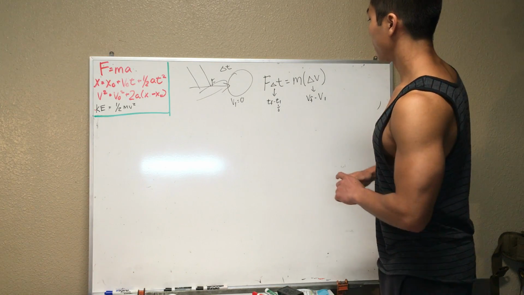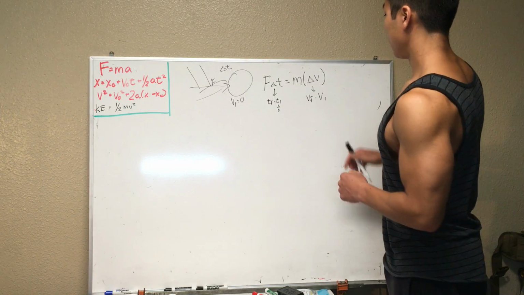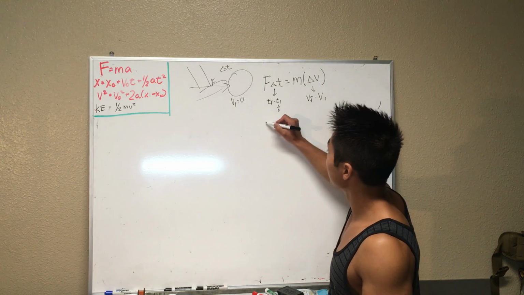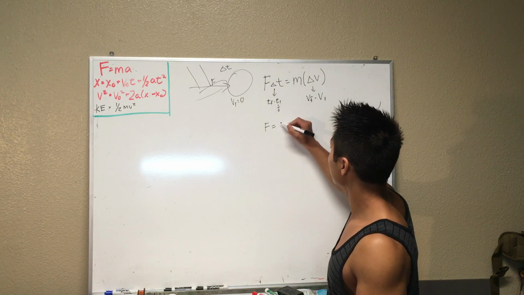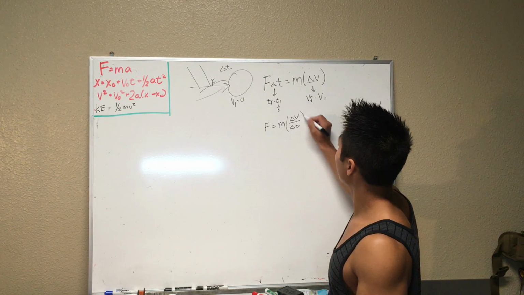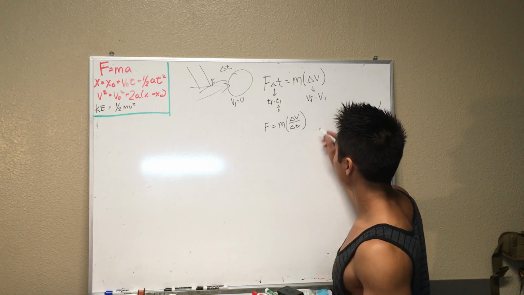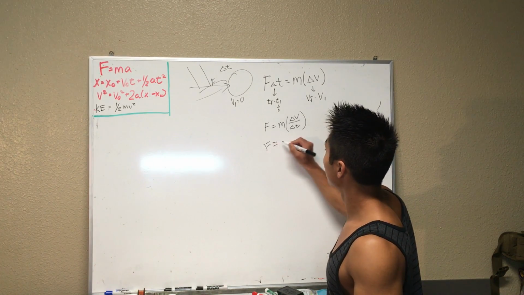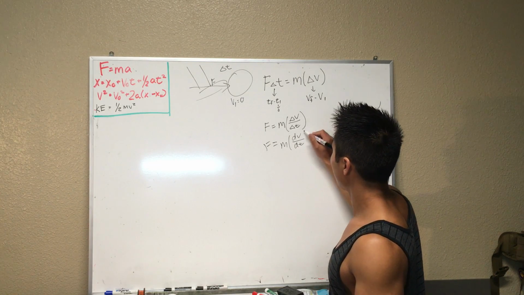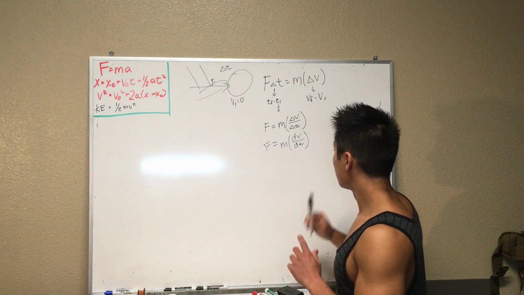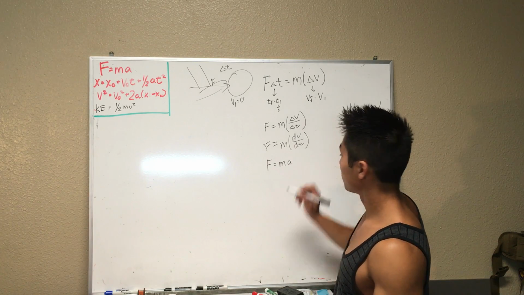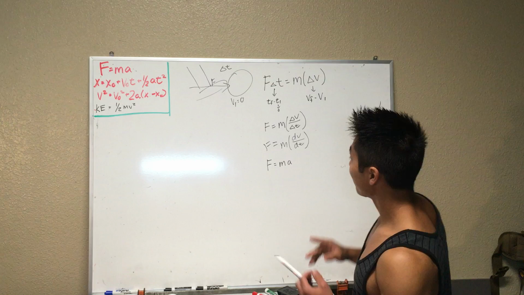Then from here, all we have to do to make F equals ma, by knowing a little bit of calculus, is bring the t over on this side. We essentially get force equals mass times a small change in v over a small change of t. Small change in v over small change of t could be represented as dv over dt, and we all know that dv over dt is acceleration. So we have F equals ma just from that example. Cool, right?